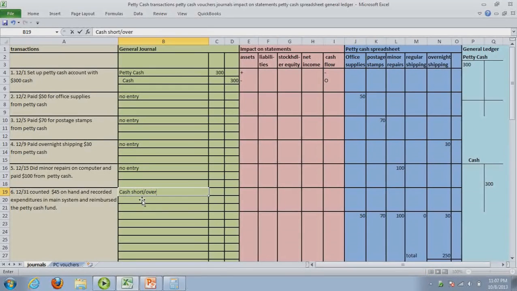This is a new account. If you debit cash short and over, that indicates that it is an expense. If you credit it and you're over, that would actually be a revenue. And then now we can actually go through and record everything that's been spent.